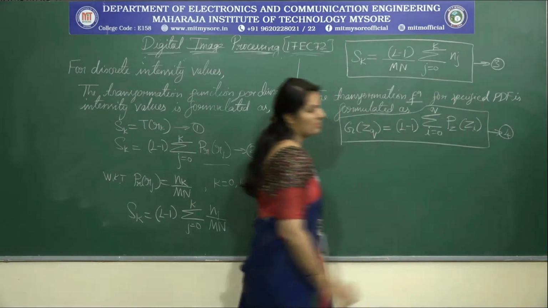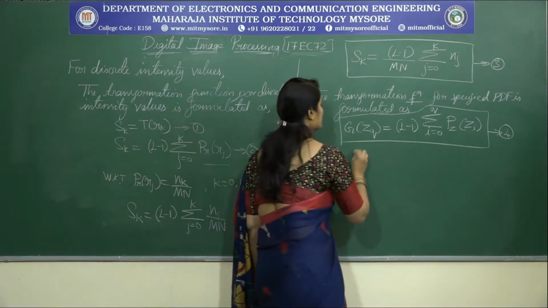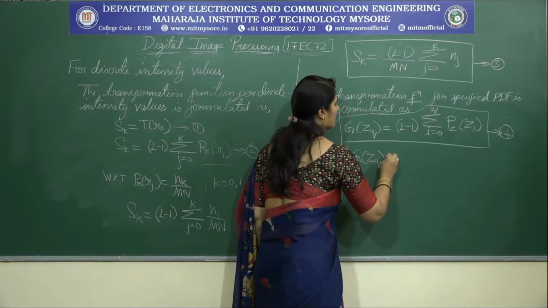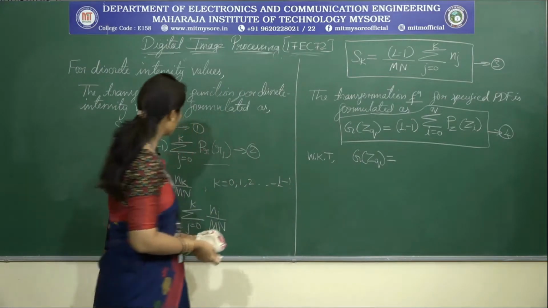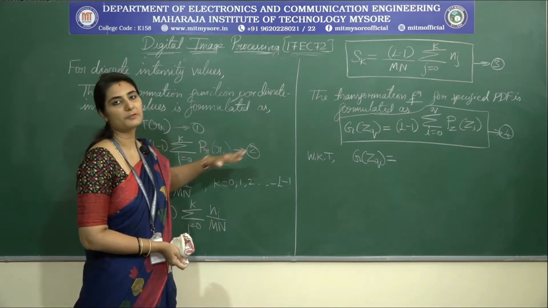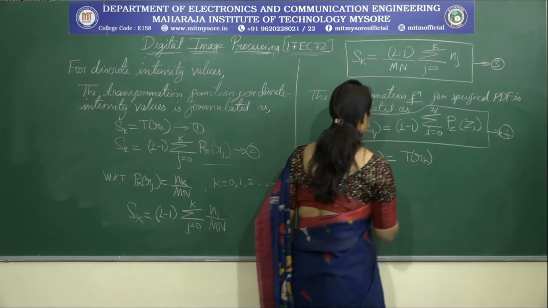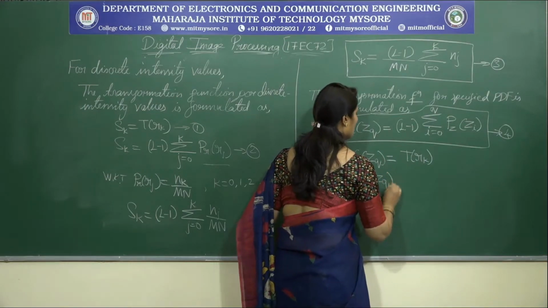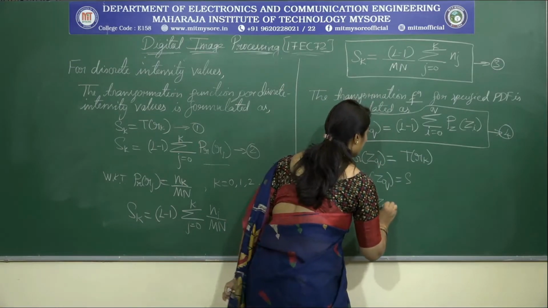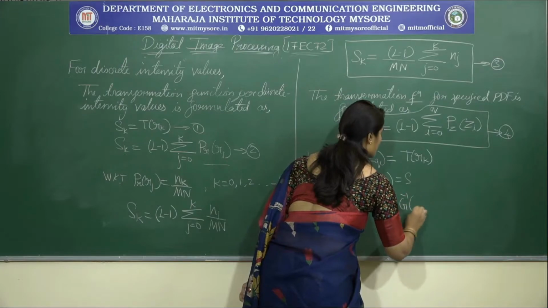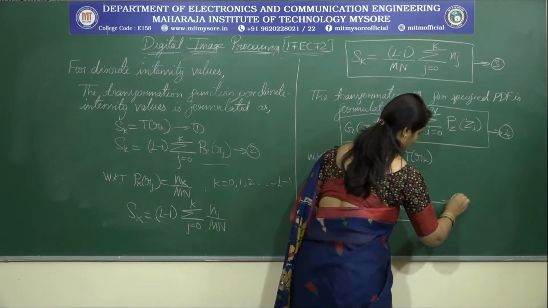But we know that this G of ZQ is equal to the transformation function. Since these two transformation functions are same except for the variables, we call this as T of Rk, which is nothing but G of ZQ is equal to S, where ZQ is equal to G inverse of S. This I call as equation number 5.